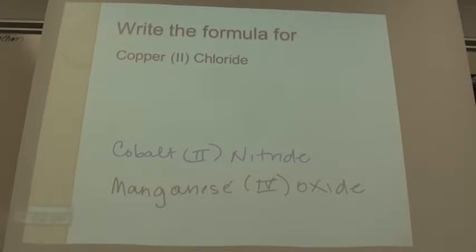Okay, step 1. Here we go. Copper 2 chloride. Copper, chlorine. Now I need to make them ions. Chlorine always has what charge? -1. Copper has a charge of +2.